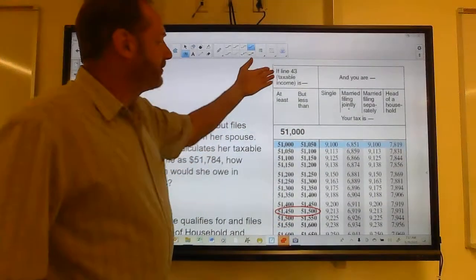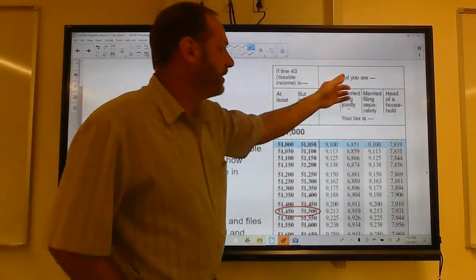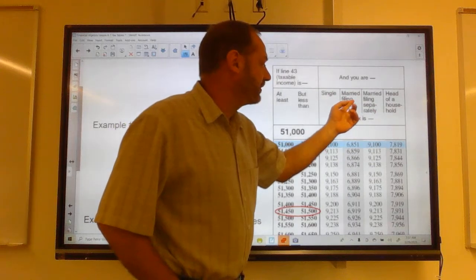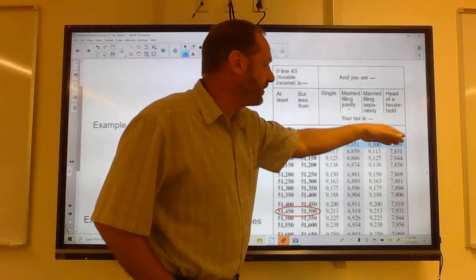Okay, it tells you, line 43 of your taxable income is, and then you have the four columns. You are single, married jointly, or single. You're married and filing jointly. You're married and filing separately, and you're head of household.